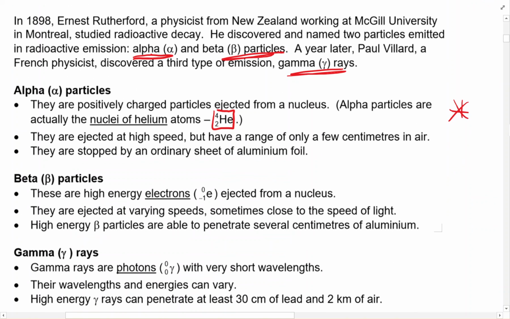They're ejected at high speeds, but have a range of only a few centimeters in air, and they're stopped by an ordinary sheet of aluminum foil. You can imagine that this is because it's a pretty big thing in comparison to the other ones we're going to talk about. An alpha particle has two protons and two neutrons. That's going to be a lot bigger than, let's say, the next one, where we're talking about just an electron being emitted.